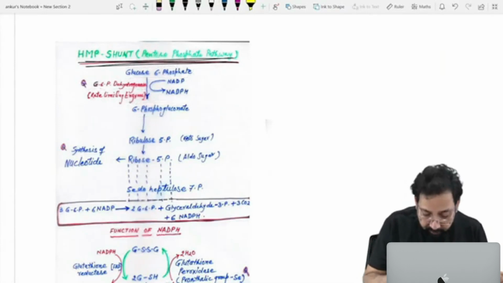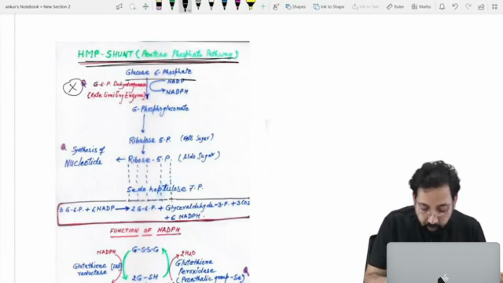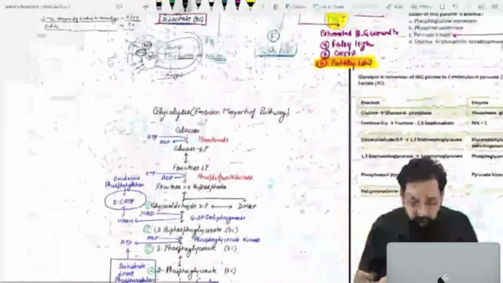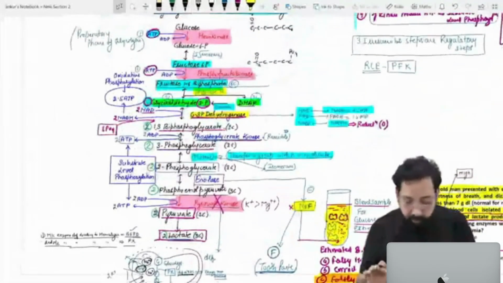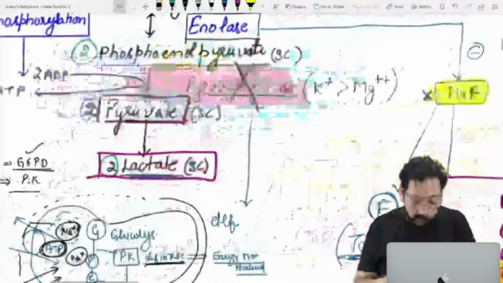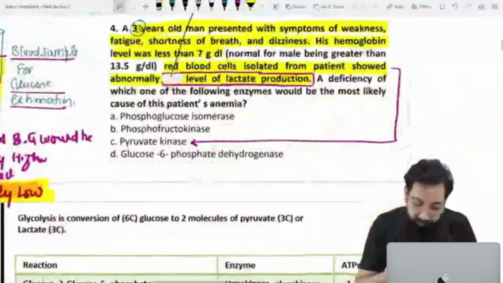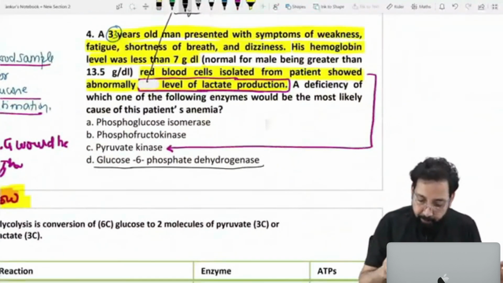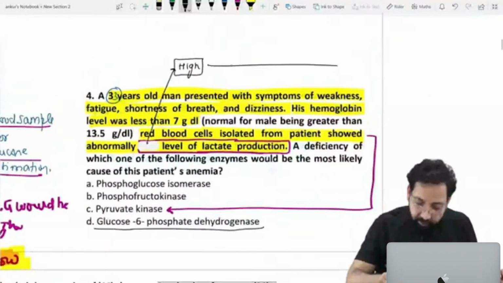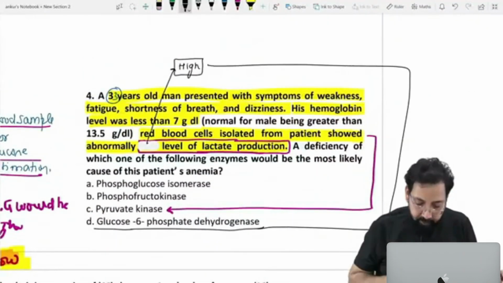If this enzyme is deficient, then glucose 6 phosphate will not enter the HMP shunt. More and more glucose 6 phosphate will enter glycolysis, so more and more lactate will be produced. That's why the lactate level would be high in glucose 6 phosphate dehydrogenase deficiency. Very good. If high, the answer is this.